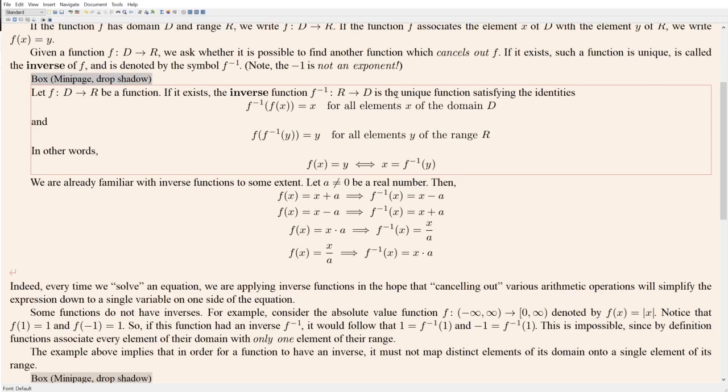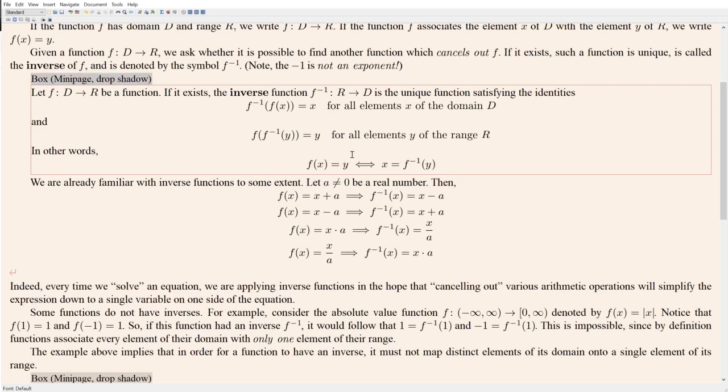And if it exists, this is the unique function which satisfies the following identities. If you compose f inverse and f, these two cancel each other out, so you just get x back, right? So f inverse and f cancel, so we just get x out. Similarly, if we did it in the other direction, if we composed f and f inverse, again, these would cancel out, and you would just have y left over. So that's what I mean when I say cancel out. It means that these two identities have to be satisfied.